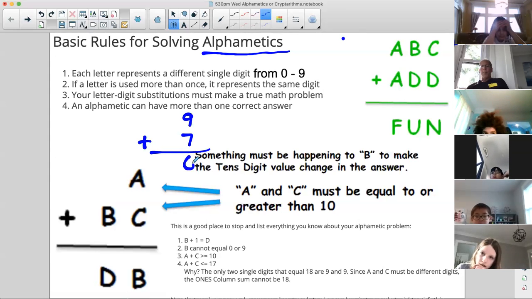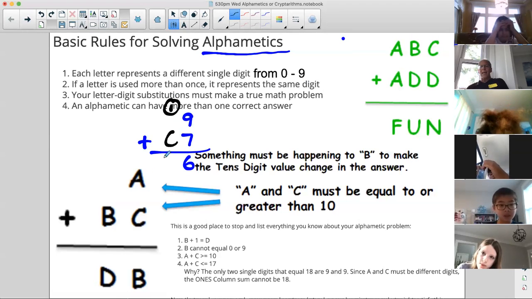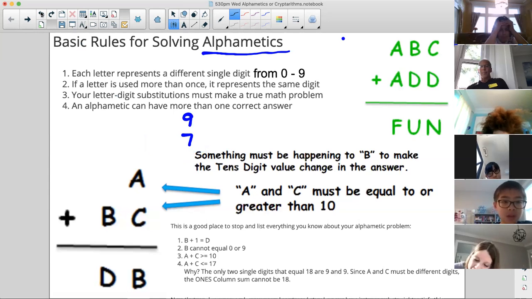Yeah. But there's a problem with that, because now we have a carry, and if we have a carry in the tens column, and B is 6, then D would have to be what? 7. And that's a violation, because 7 cannot be both C and D. How could we fix this? If I want my A to be 9, could I give C a different value?